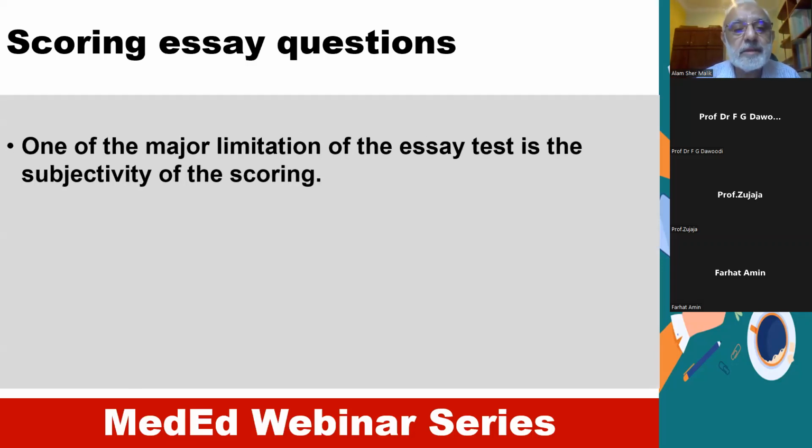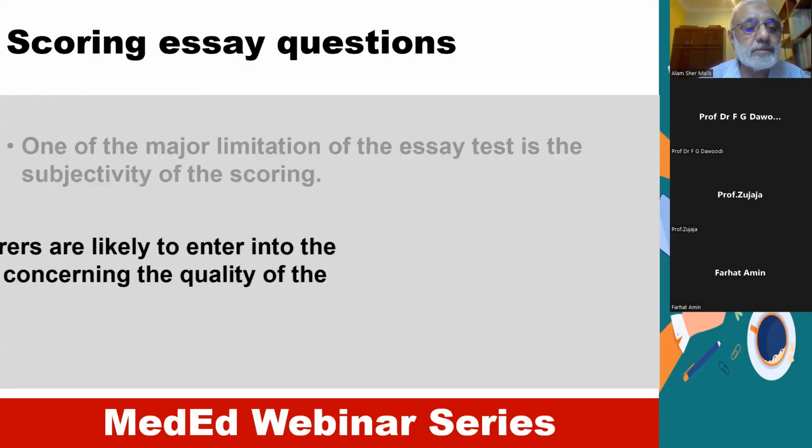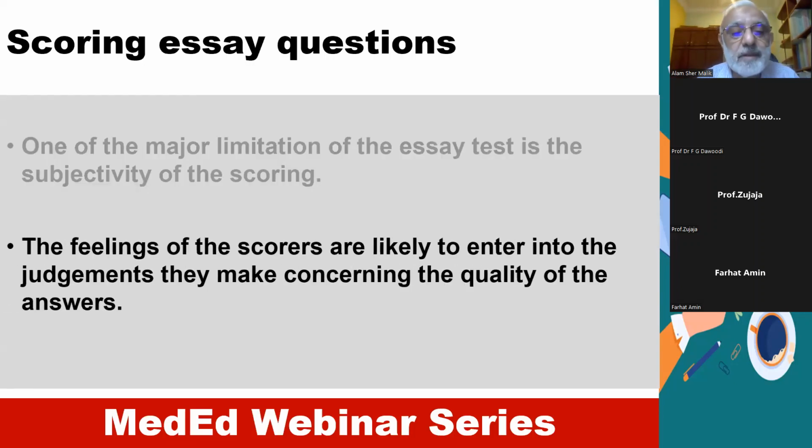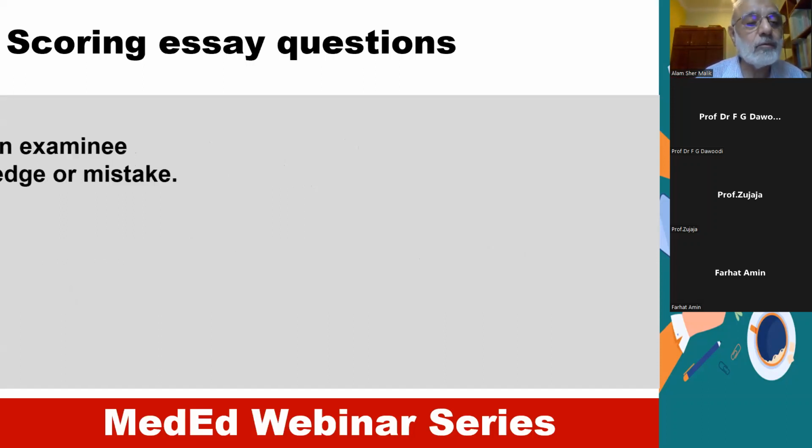One of the major limitations, as I have mentioned repeatedly, is the subjectivity of the scoring. The feelings of the scorers are likely to enter into the judgment they make concerning the quality of the answer. So the feelings of the scorers should not affect the marking scheme. How do we do that?